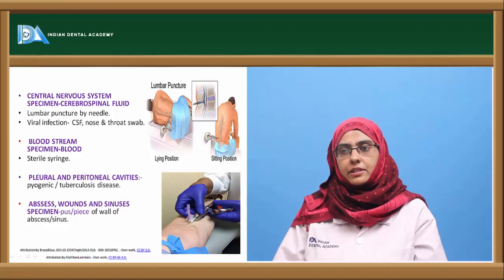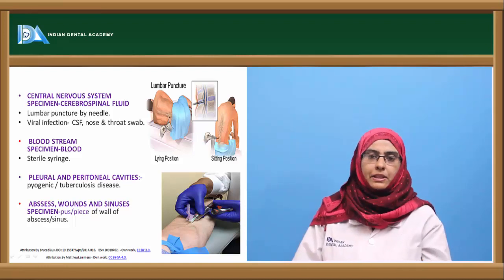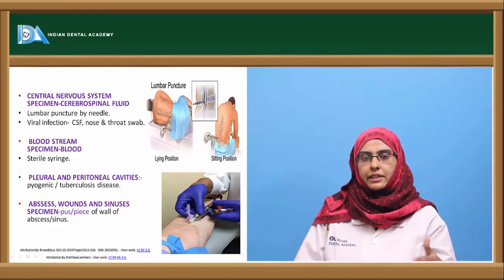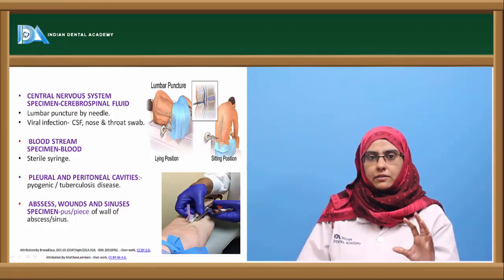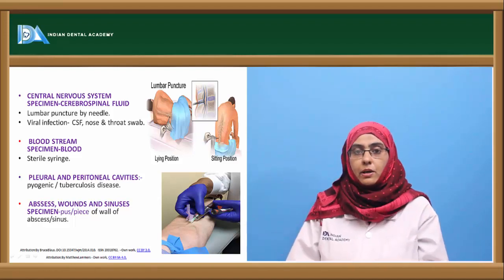Next is the abscesses, wounds or sinuses specimen. Here again the choice of specimen is pus. So abscesses are nothing but wounds. Due to the metabolic activity of the organism or the ulceration of that particular area, there is a possibility of discharge of pus in that area.